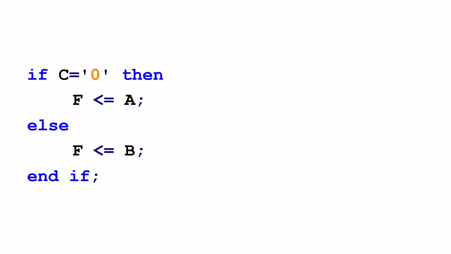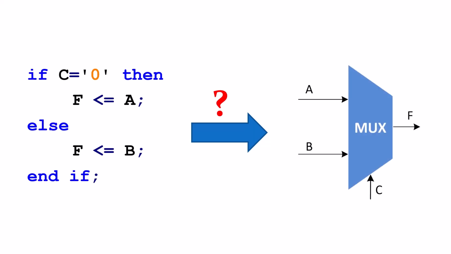When the CPU encounters this instruction, it checks the value of C. Depending on whether C is 0 or not, it will copy either the value of A or B to a variable called F. Now, let's switch gears and consider these statements as descriptions of digital hardware. What digital hardware does this code describe? Yes, you got it right. These statements are actually describing a 2-to-1 multiplexer.